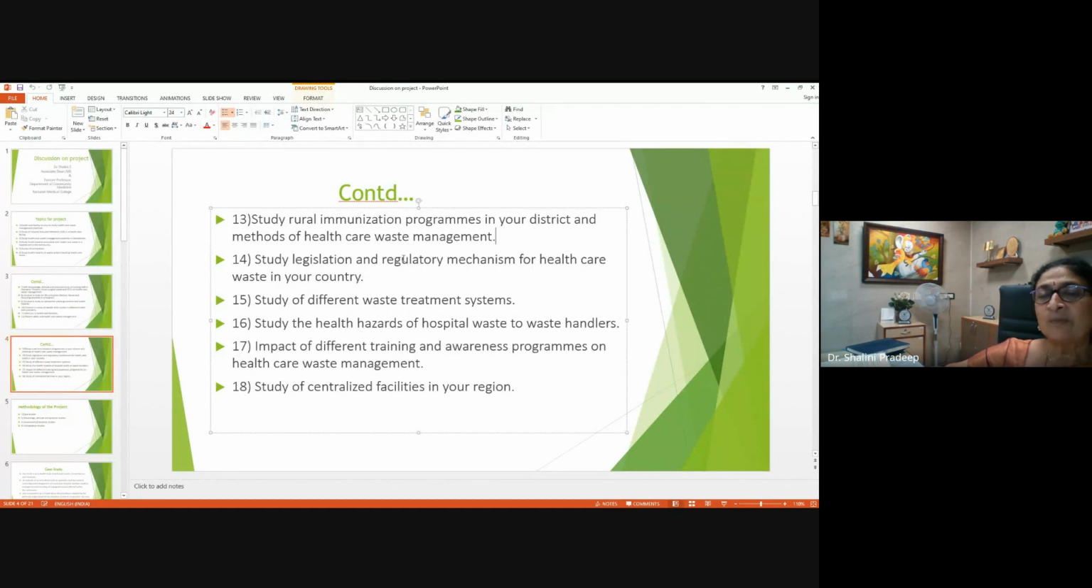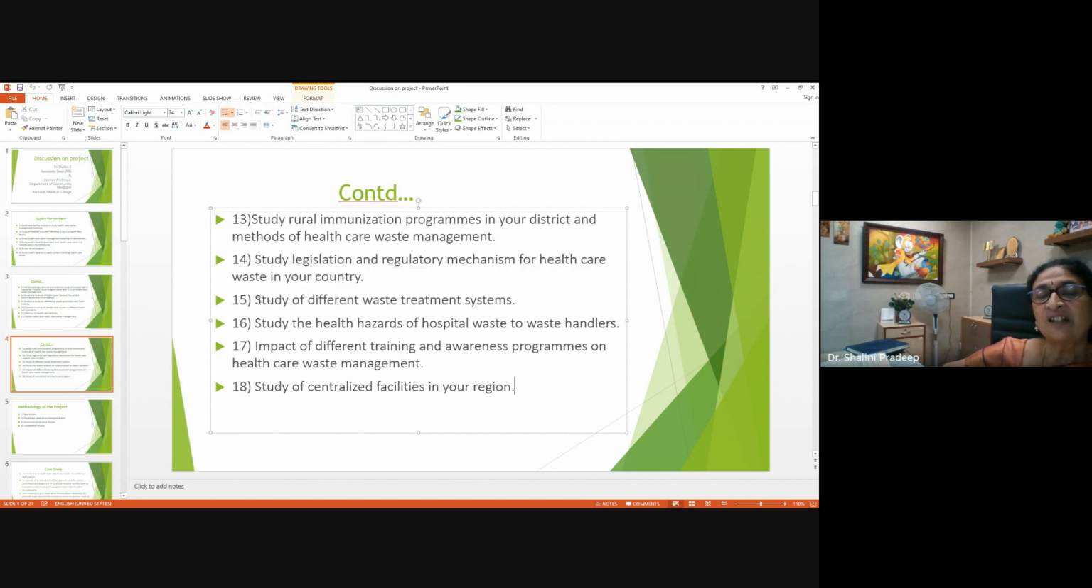This is one more thing: regulatory mechanisms. This can be more like a review study. You take all the literature from various states and do a review of it and put it across. So this is more of just sitting and desktop writing. It is not that you're doing something actively.